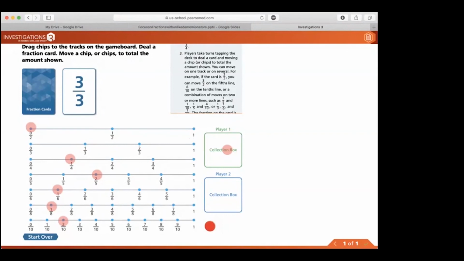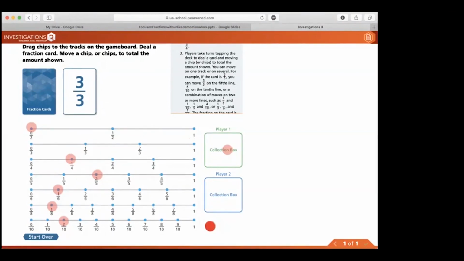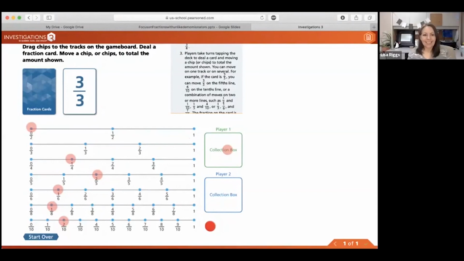I have 1/3 left. So if I don't have any more thirds, how could I get 1/3, you think? How about the 6ths? How many 6ths do I need to go, Cindy? 2 6ths. I can move 2 6ths. So on my paper, I would write 3/3 equals 2/3 plus 2/6 would be how we might record our thinking there, okay? And see how we've moved.